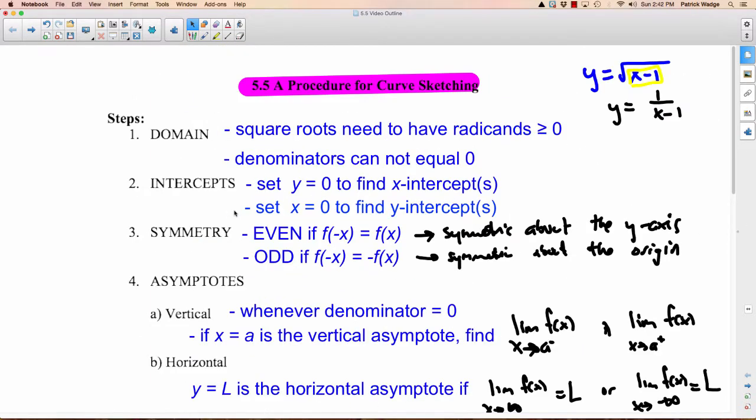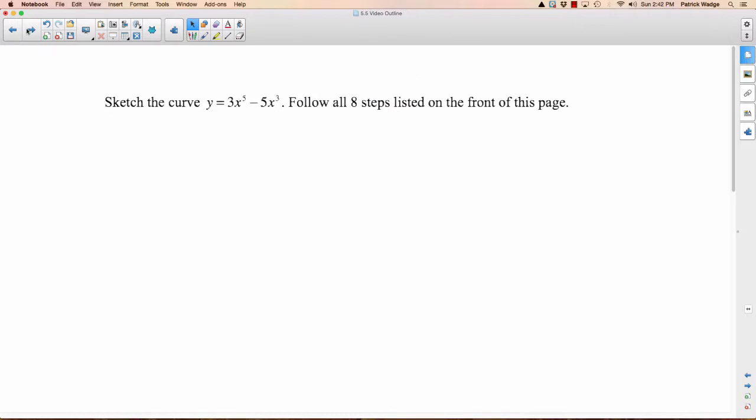Okay, got all that? Great, you're ready to do one question, and here it is. Sketch the curve y equals 3x to the fifth minus 5x cubed. We're going to follow all the 8 steps listed on the front of this page, and we're going to get a sketch out of it.